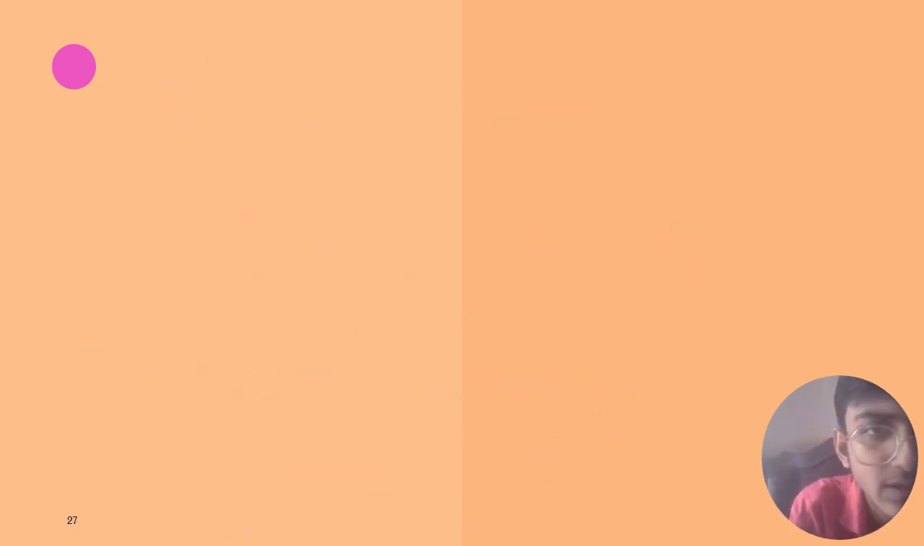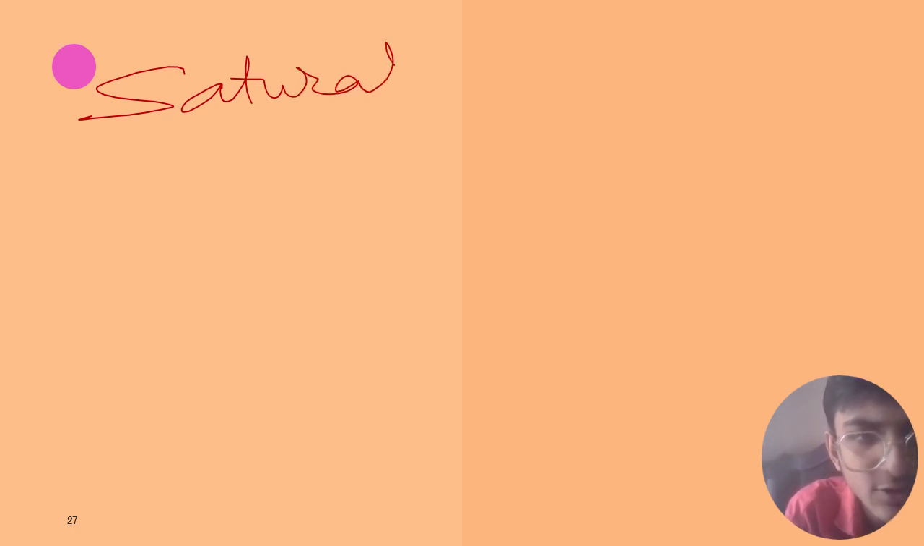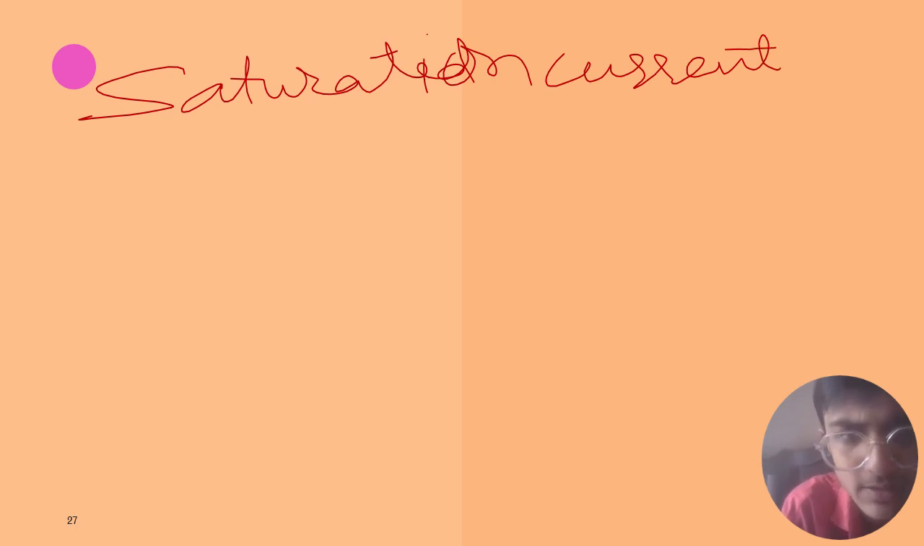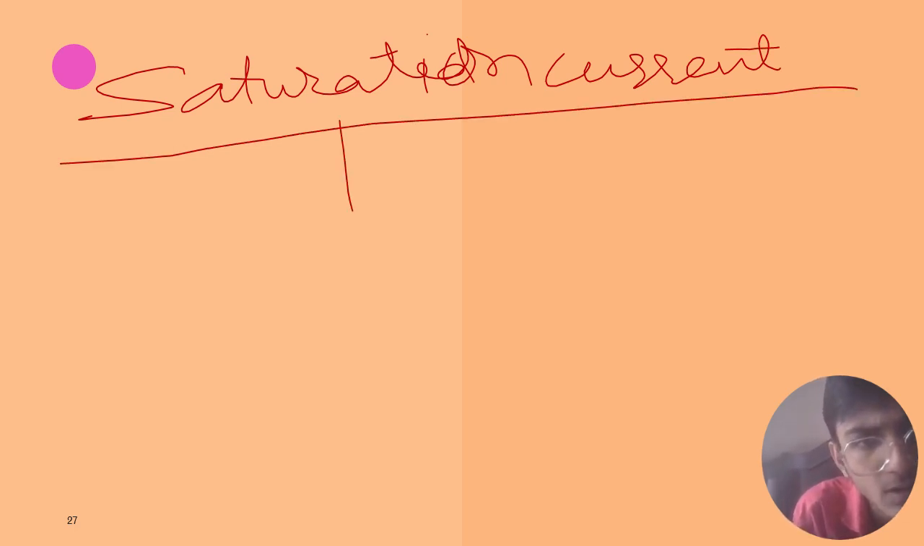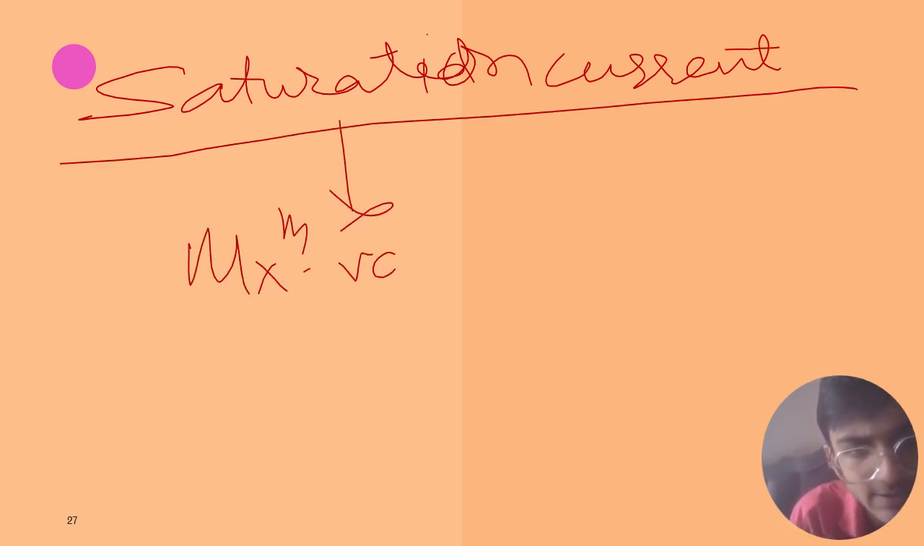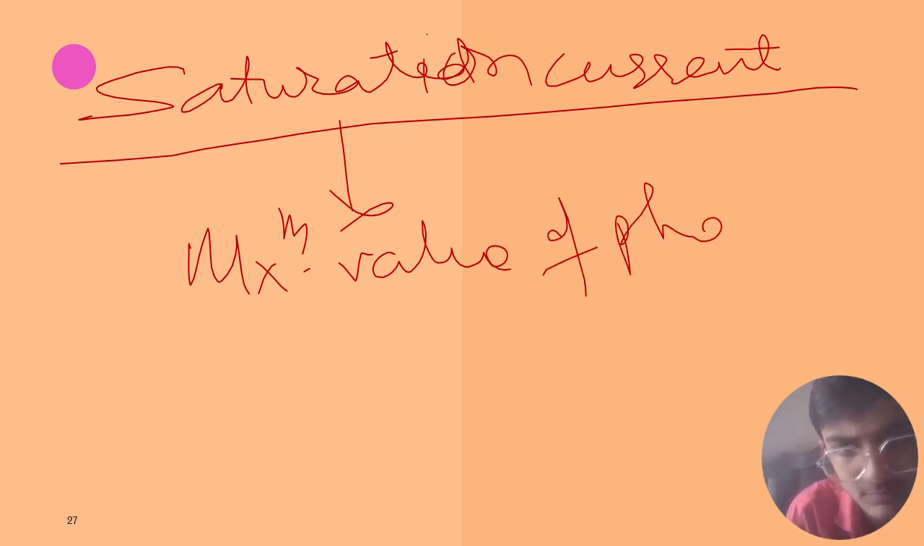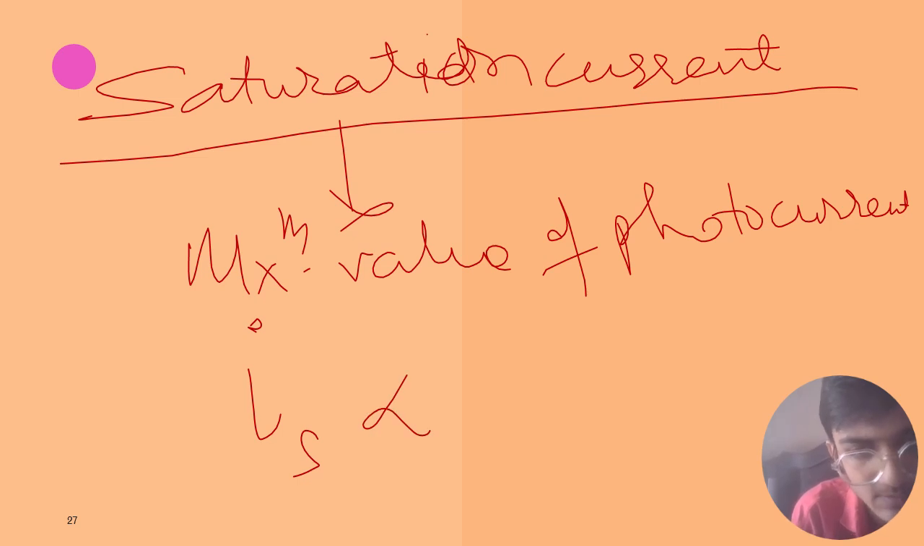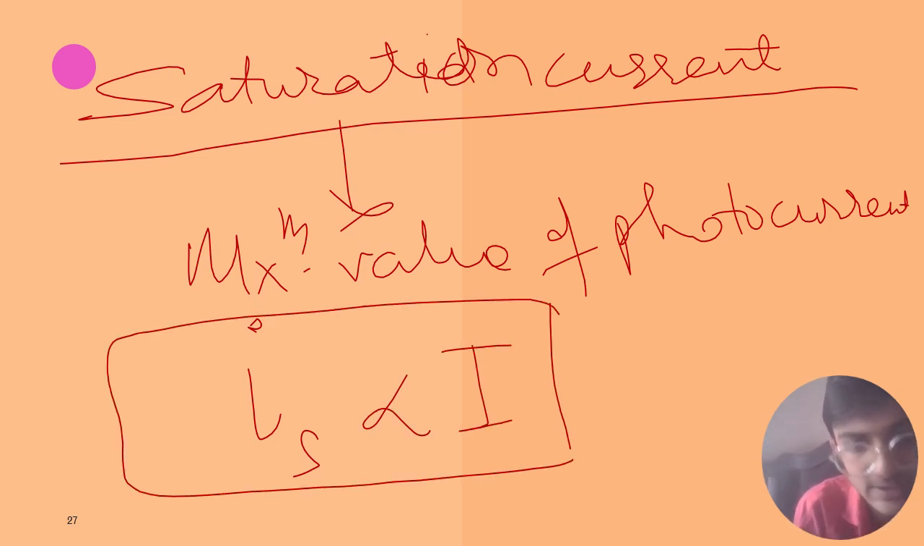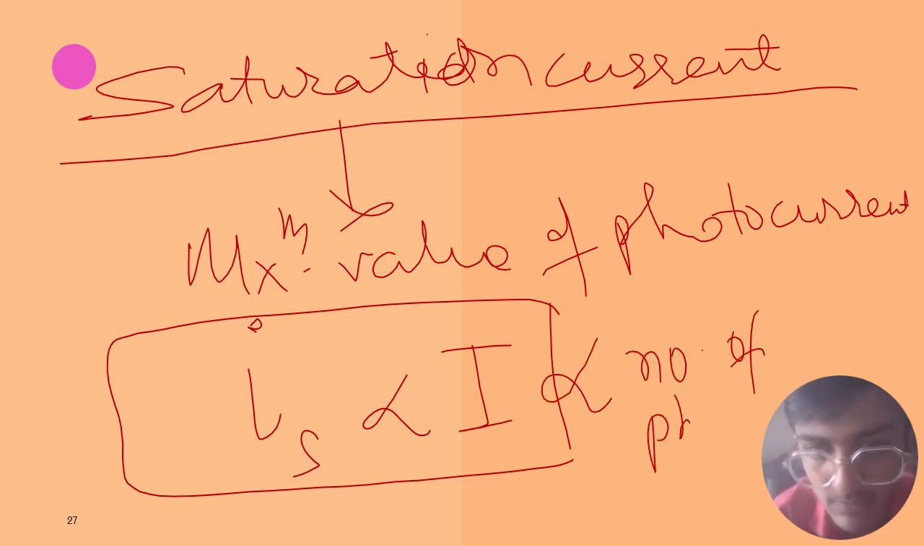One more thing, saturation current. It is not a new term. It's the same photocurrent, but at its maximum value. This saturation current, which we write as I_S, depends on the intensity of incident light, that is, it is directly proportional to the number of photons. So if you increase the number of photons, the saturation current will increase.